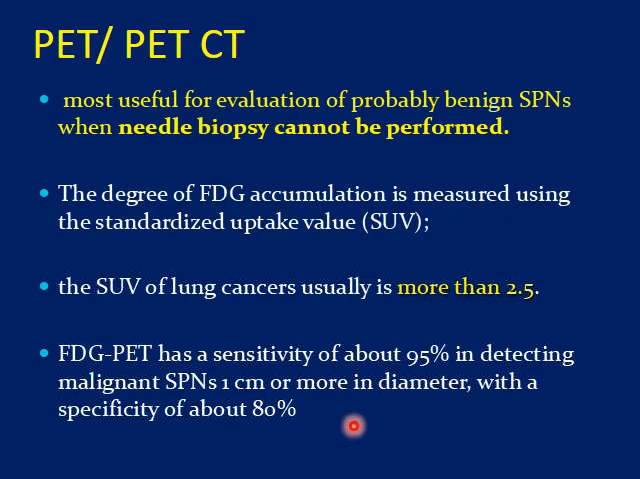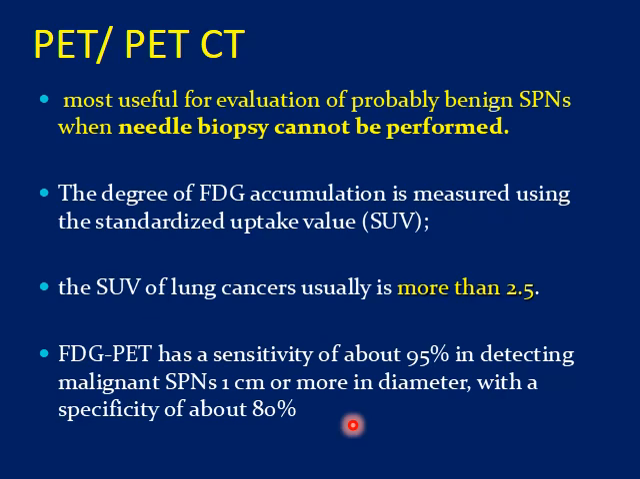Okay, let us now speak about the benefits and the pitfalls of the now available technology of PET-CT. It is most useful for evaluation of a probably benign solitary pulmonary nodule when biopsy cannot be performed. The degree of FDG accumulation is measured using standardized uptake value, which is called SUV. SUV of lung cancers usually is more than 2.5.